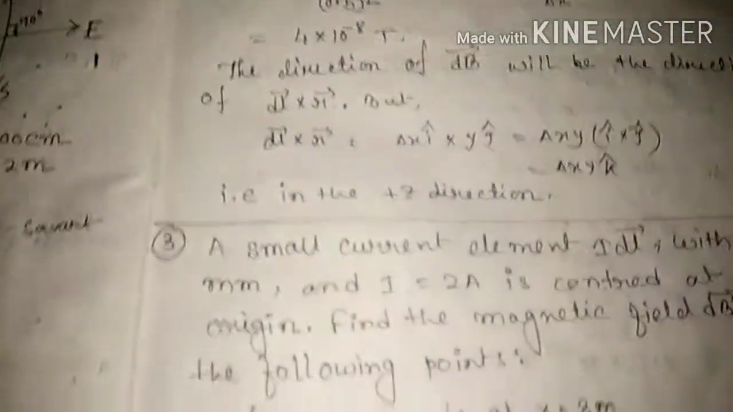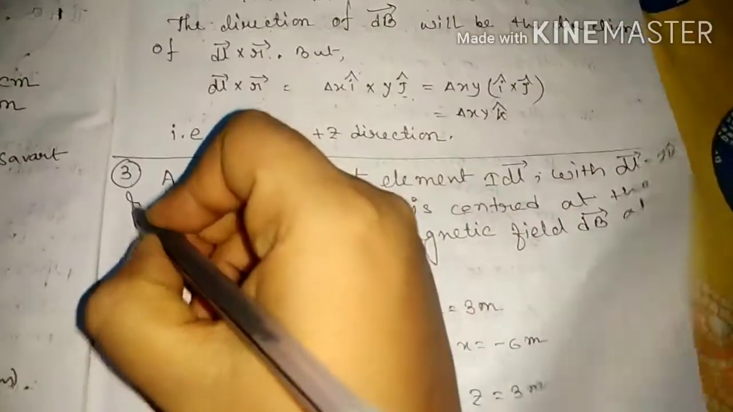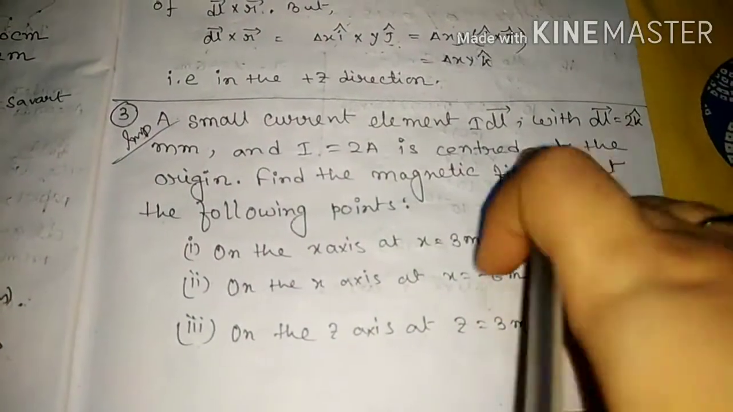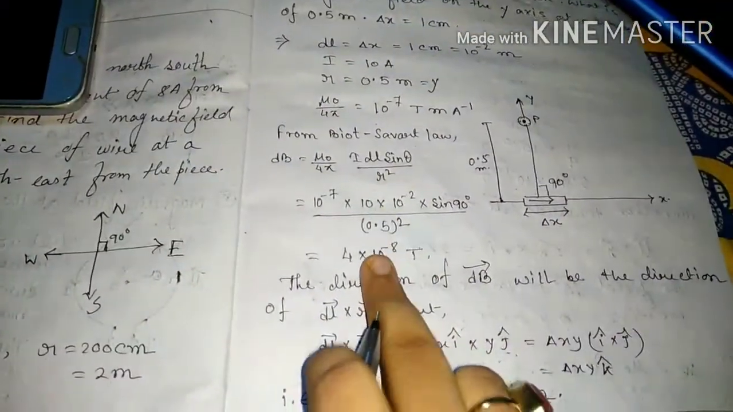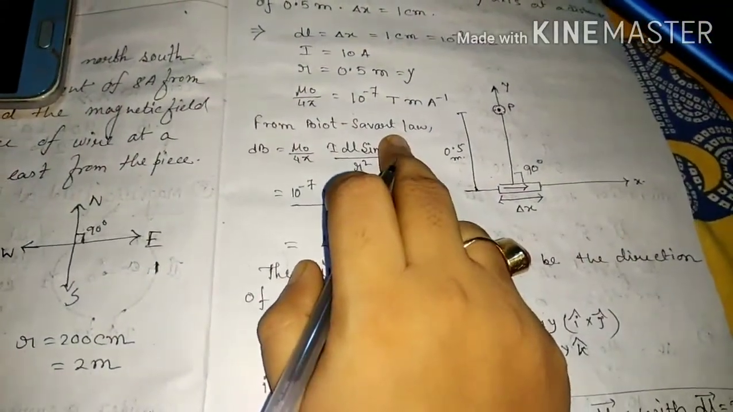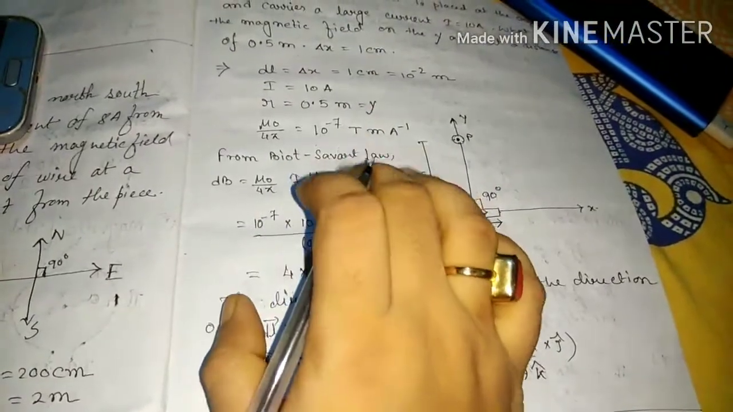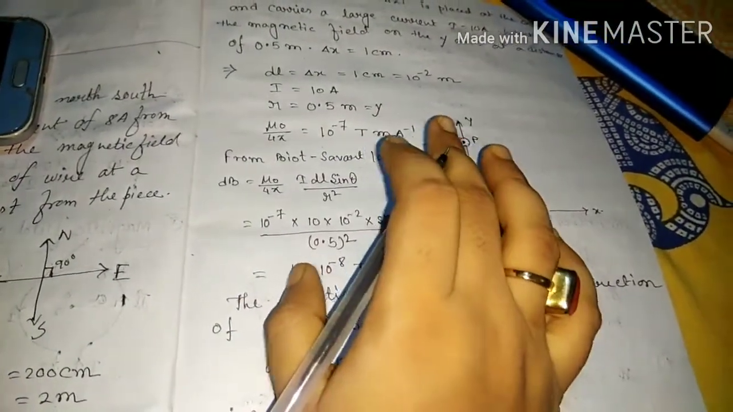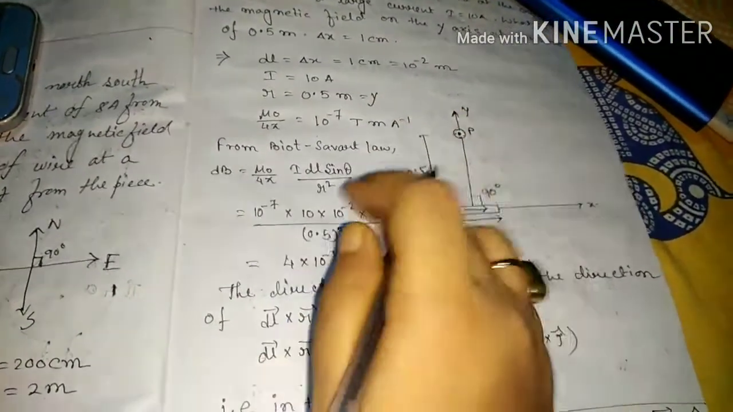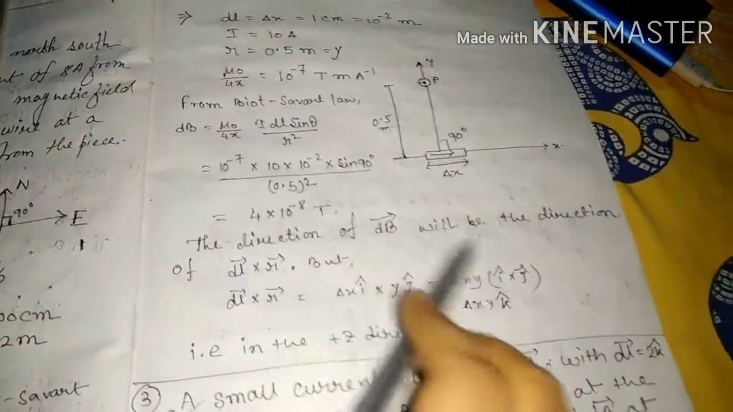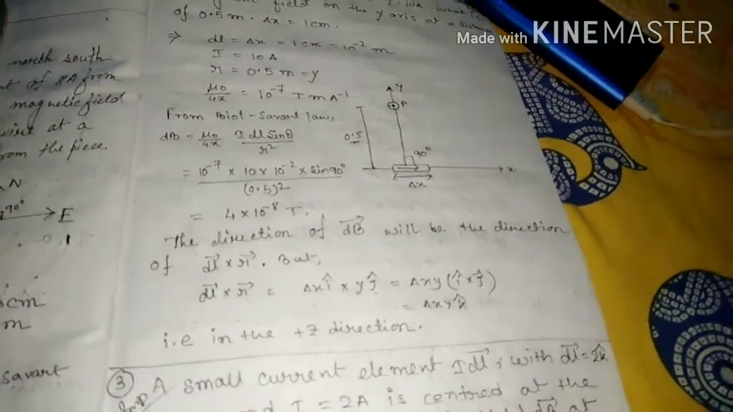Next, this is also very important. A small current element, dl's value is given, I is given. You can solve this; here I will write the scalar form. You can also use the vector form. Try at home to use the vector form: I dl cross r, with r vector by r cube. You can also easily get this directly, with the magnitude and the direction. Try to solve it at home with the vector form.